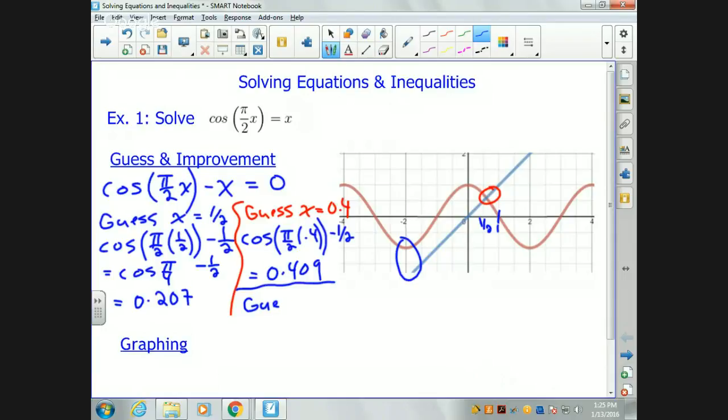Any guesses at our guess? Because that's the function. Sorry, thank you. Yeah, that should be a 0.4. Thank you, Leslie. I copied down the wrong one. I copied down this one instead of this one.